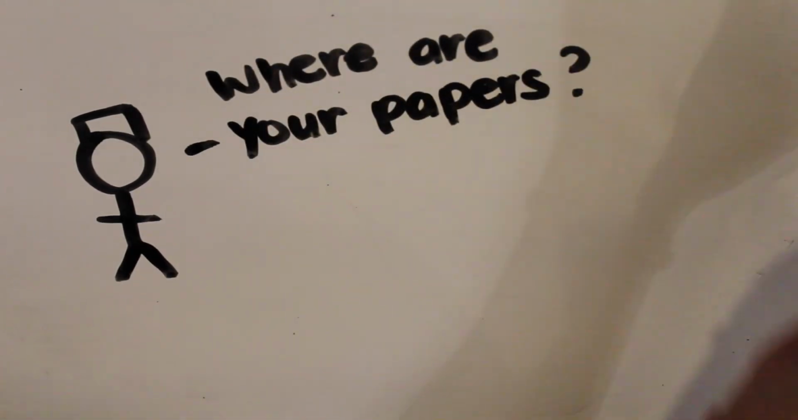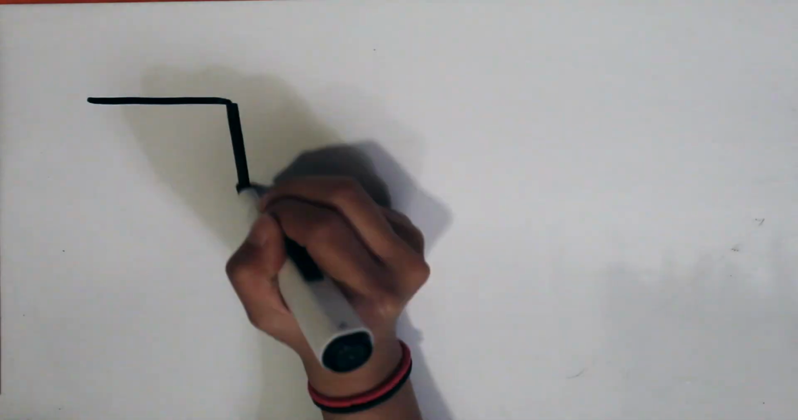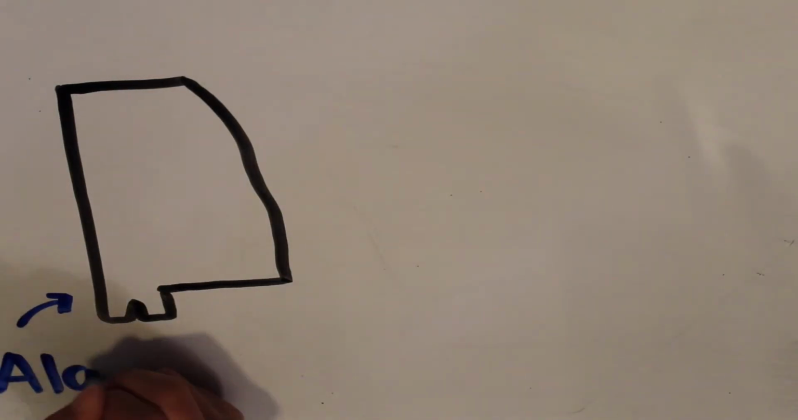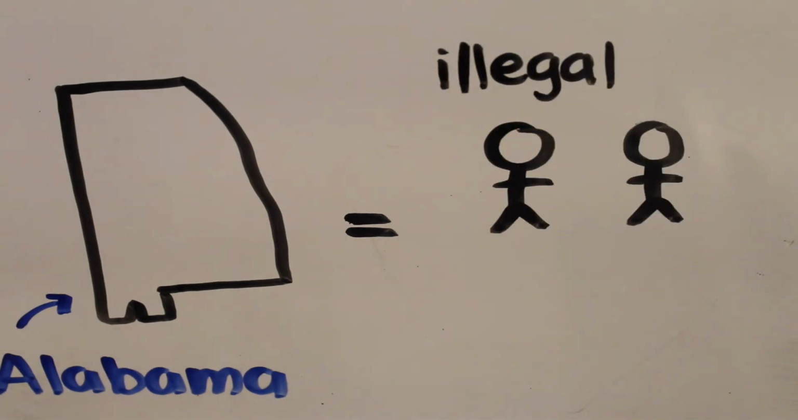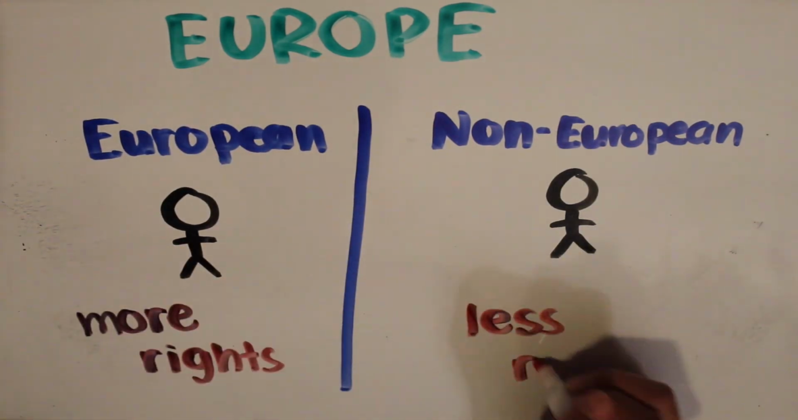In states near the border, they created laws for migrants. In Arizona, migrants are required to carry documents to indicate they are not unauthorized. In addition, in the state of Alabama, illegal migrants are not allowed to attend school or colleges. In Europe, however, Europeans have more rights than non-Europeans.